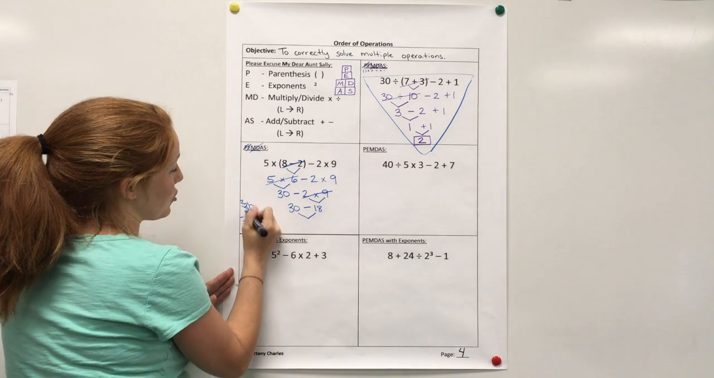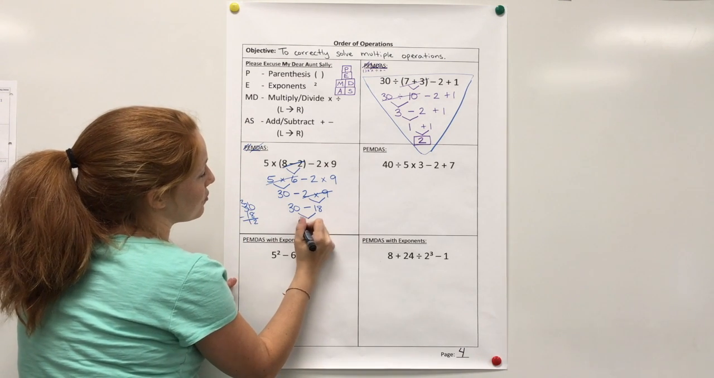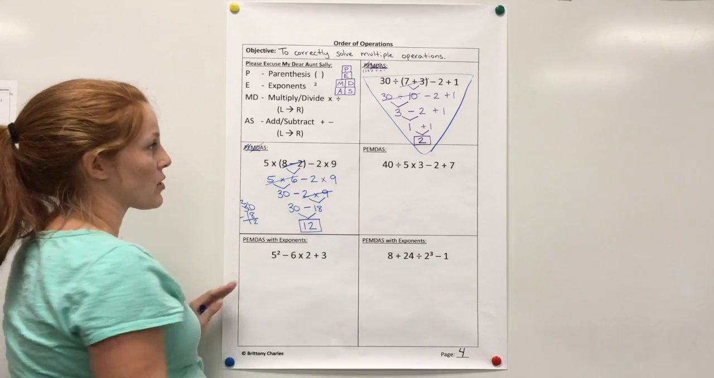10 minus 8 is 2. 2 minus 1 is 1. So that is 12. So my answer is 12. Okay, go ahead and try the next one.